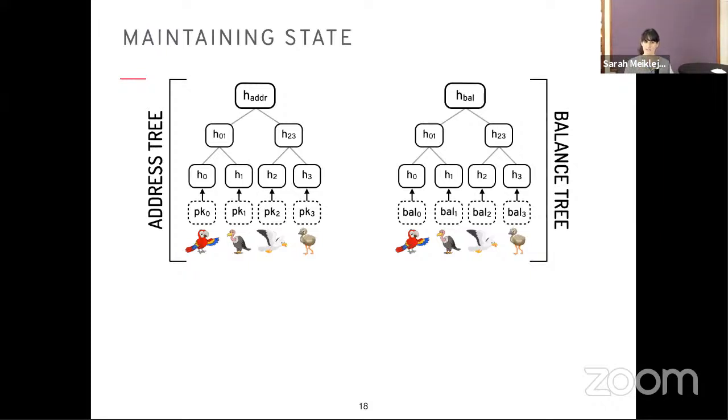And this balance tree, importantly, has all the same participants at the same indices. So the parrot is always at the 0th index, and so on and so forth. And this balance tree is going to, instead of having a public key at the leaves, have the balance in terms of whatever unit of account we're going with.